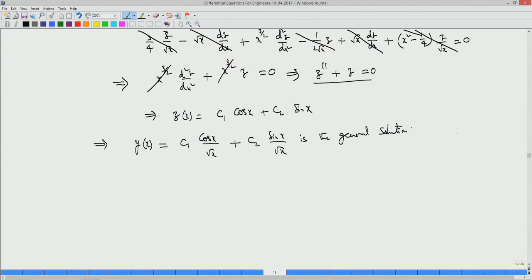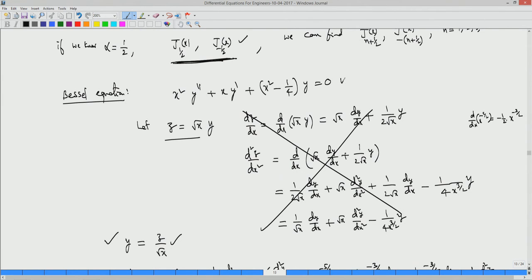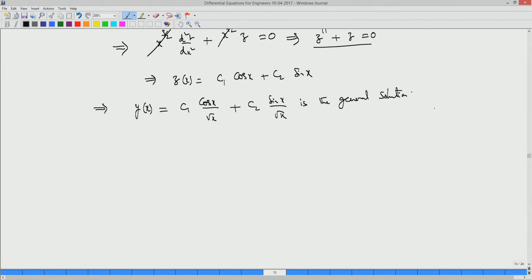Fine. So, what you found so far is the general solution of the Bessel equation, but we already know that J half and J minus half are the two linearly independent solutions. Here, now I found that cos x by root x and sin x by root x are two linearly independent solutions, because these two are linearly independent. So, this is the general solution.